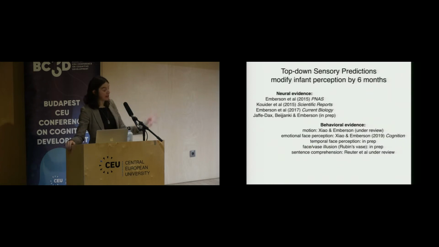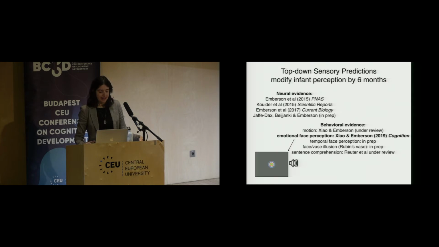These are a number of other experiments we've done. We've done a bunch of work in face perception, which is Dr. Zhao's area of expertise, including looking at the face-to-face illusion, as well as temporal face perception. We've done some work in sentence comprehension as well, suggesting that prediction is a very strong influencer of perception early in life.